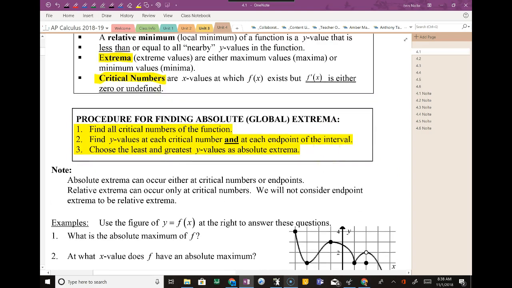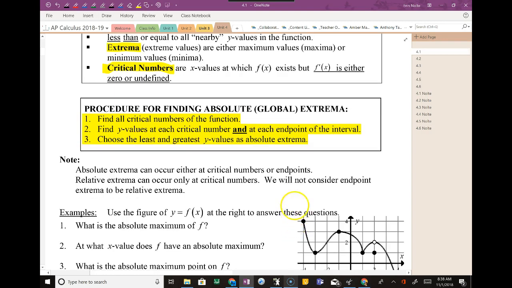Okay, so procedures to finding our extrema. Okay, if they ask us for an absolute extrema, we would start by finding the critical values. Those are going to be x values, and then all we have to do is find the corresponding y values and see which value is going to be the biggest or which value is going to be the lowest. Sound good? All right, let's give her a go.